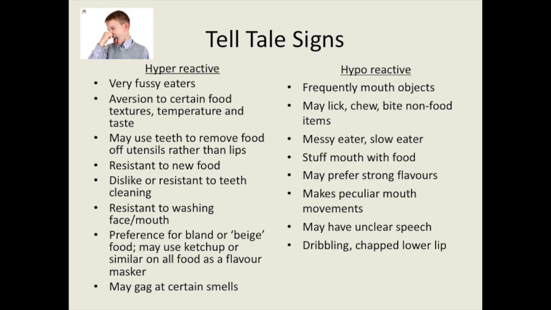For those children who are hyporeactive, they may frequently mouth objects. They may lick, chew and bite non-food items. You may find that they're a messy eater or a slow eater. They may stuff their mouth with food, and they may prefer strong flavours, make peculiar mouth movements, and they may have unclear speech. You also may notice that your child may be dribbling or have a chapped lower lip.